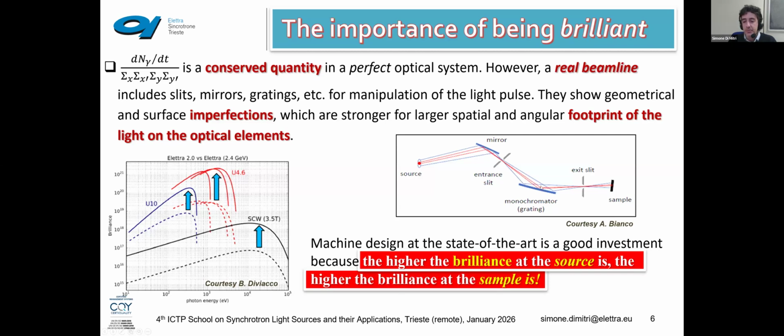Now, if the footprint is small, that means you are also minimizing the sampling of the light pulse of errors which are intrinsic to the production, manufacturing of mirrors and optical elements in general. In other words, you are maximizing the transport efficiency of your beamline. The result is that the higher the brilliance is at the source where radiation is emitted in the accelerator, the higher the brilliance will be at the sample, just by virtue of an excellent transport.